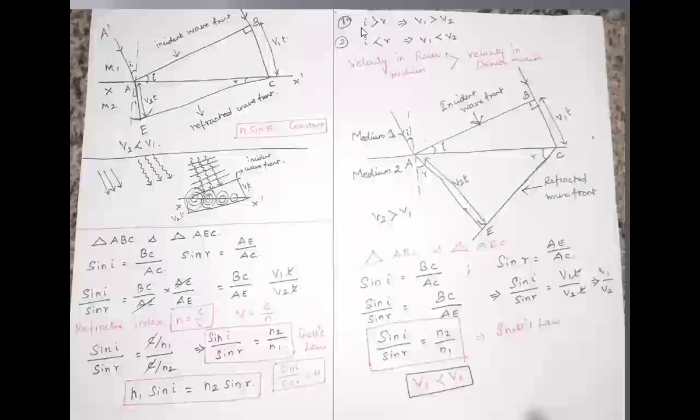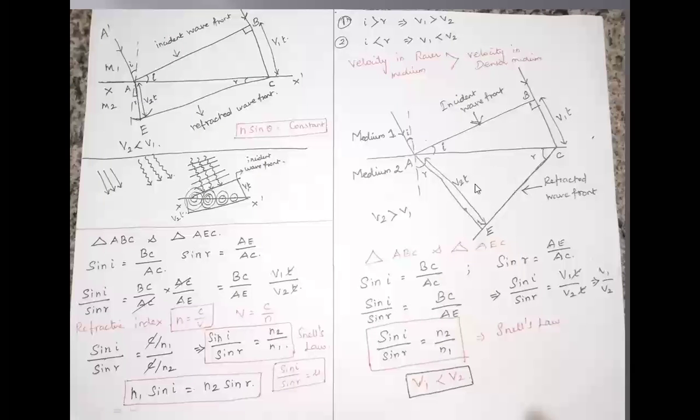For the first case, we are considering the angle of incidence greater than the angle of refraction. So V1 will be greater than V2. And second, the angle of incidence is less than the angle of refraction. So V1 will be less than V2. So velocity in rarer medium will be greater than velocity in denser medium. So medium 1, the incident ray comes and hits here, the incident wavefront. It is similar in the diagram.